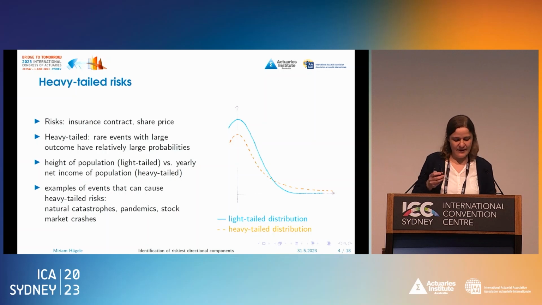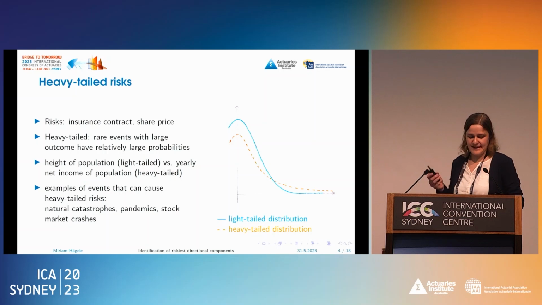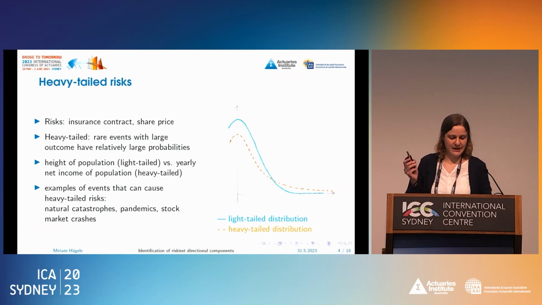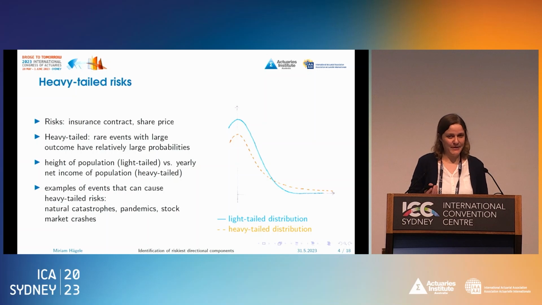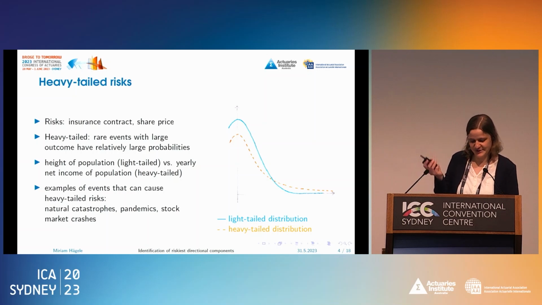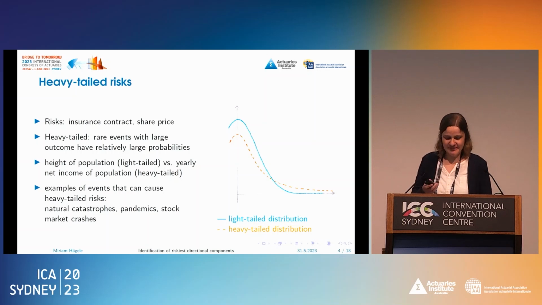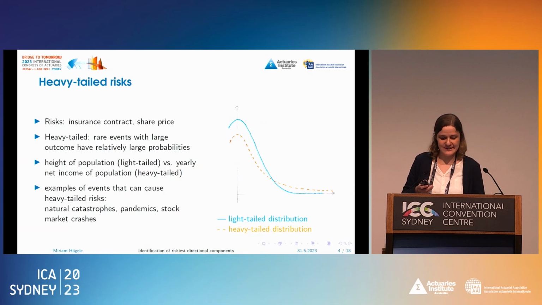Examples of events that can cause these heavy-tailed risks are natural catastrophes or pandemics, and of course also if stock markets crash, then we will see these heavy-tailed risks.